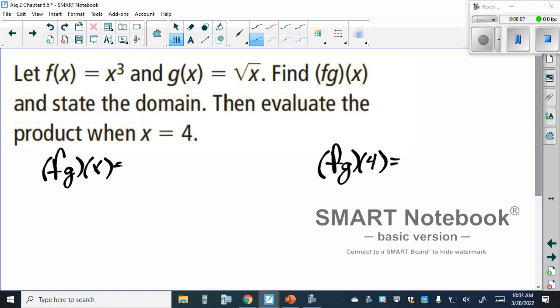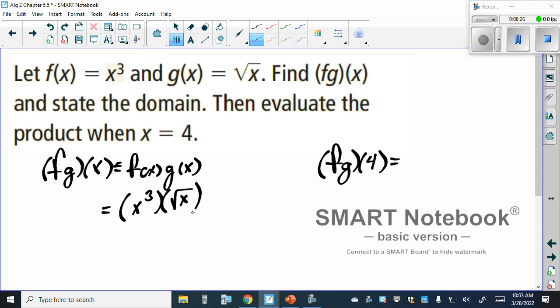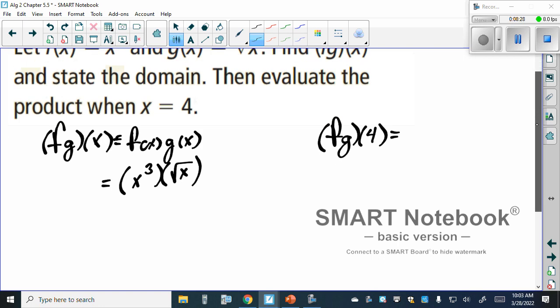Well, f times g of x is the same as saying f of x times g of x. We're just multiplying those two functions together. Now, we can go on and replace f of x with x cubed and g of x with the square root of x.